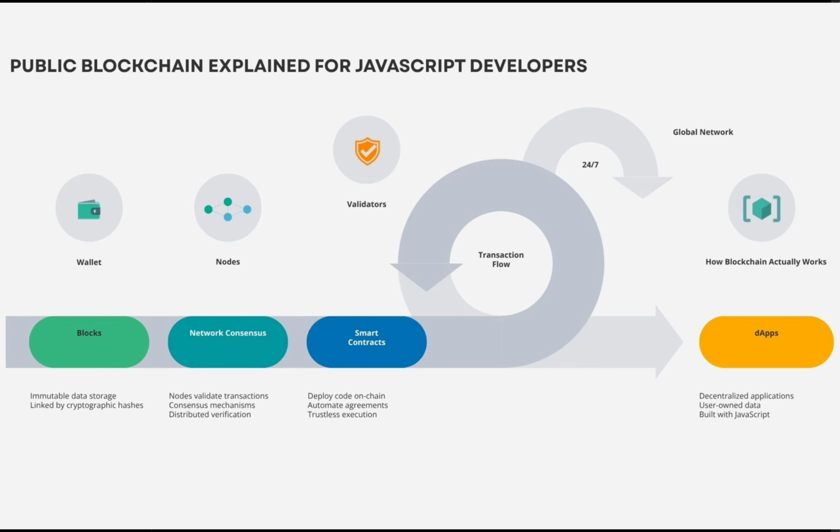Most people hear the word blockchain and they immediately think of Bitcoin, Ethereum, crypto, NFT. But have you ever wondered how public blockchains actually work behind the scenes? How thousands of computers around the world agree on a transaction? How wallets send crypto without a bank? And most importantly, how developers build applications on top of public blockchains using JavaScript.